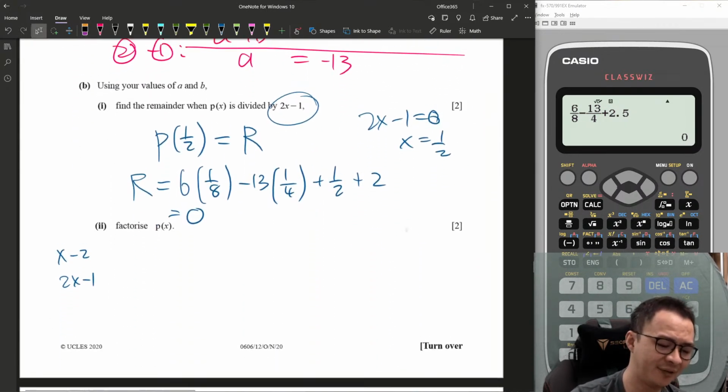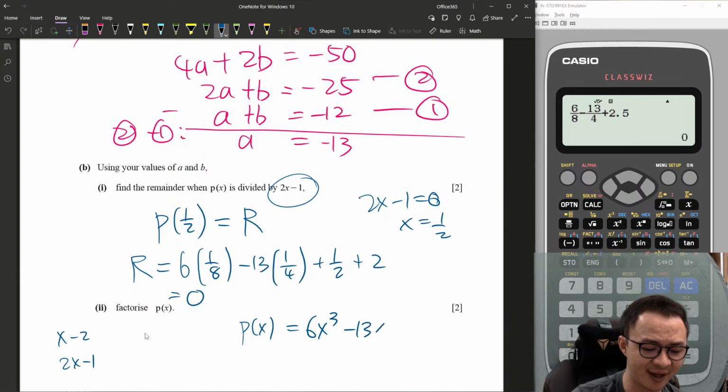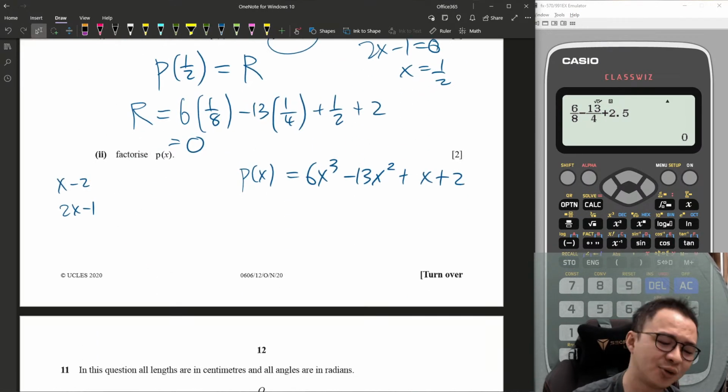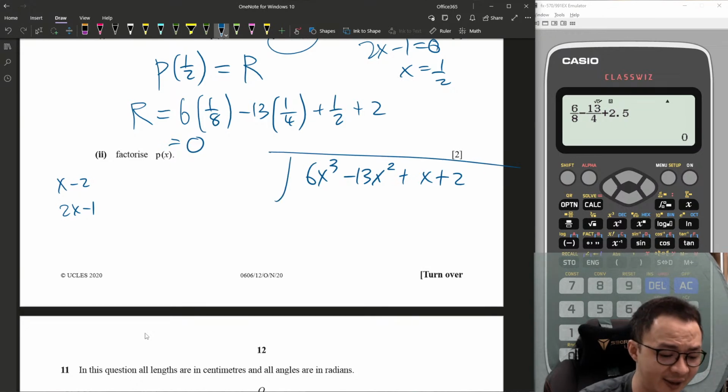If I want to save myself some time, I write down P(x) first. P(x) is 6x cubed minus 13x squared plus x plus 2. Just do a long division, don't make our life so hard. So do a long division here, divided by 2x minus 1.